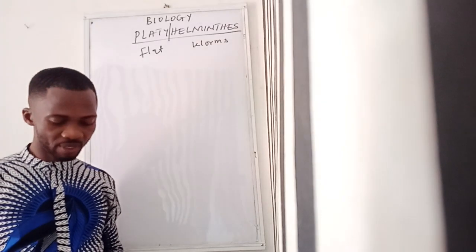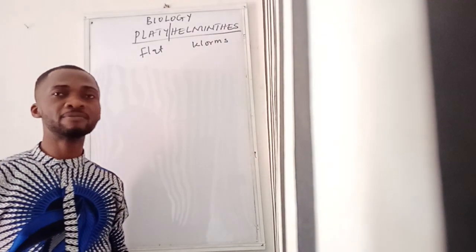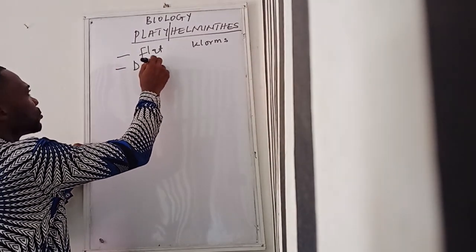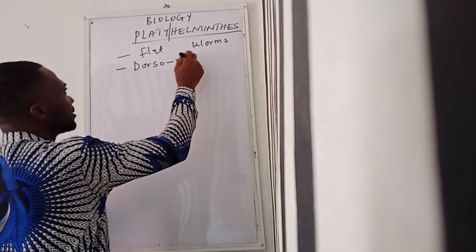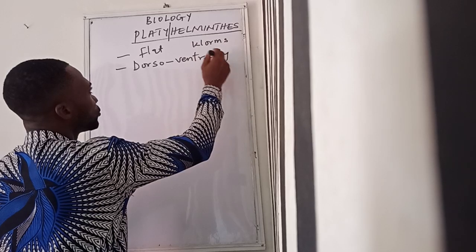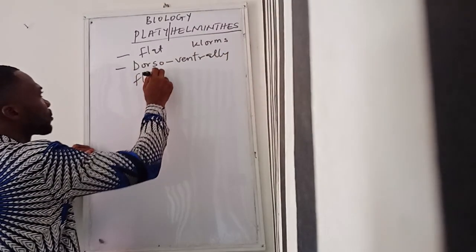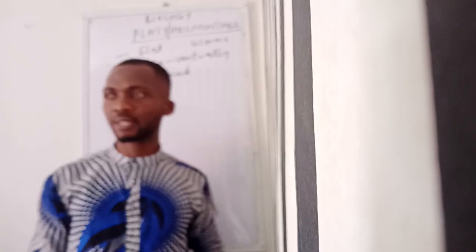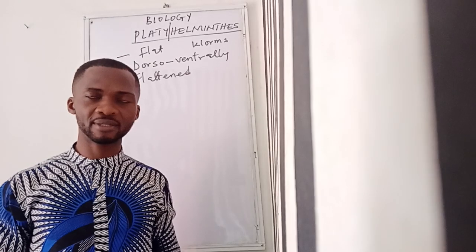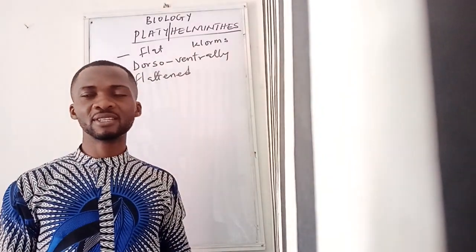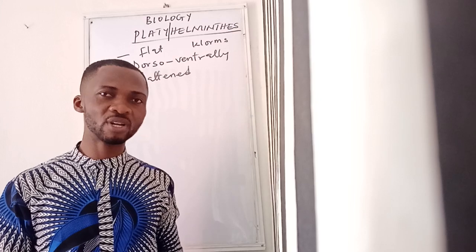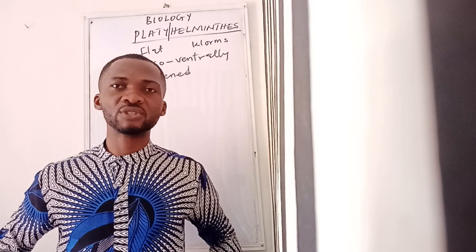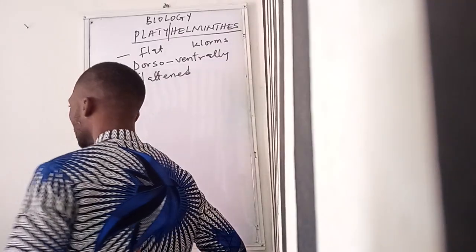Having said this, the next thing to note is the fact that members of this group are dorsoventrally flattened. What does it mean to say that an organism is dorsoventrally flattened? Now, this is a ventral view. This is a side view or the lateral view. Then, of course, this is the dorsal view.